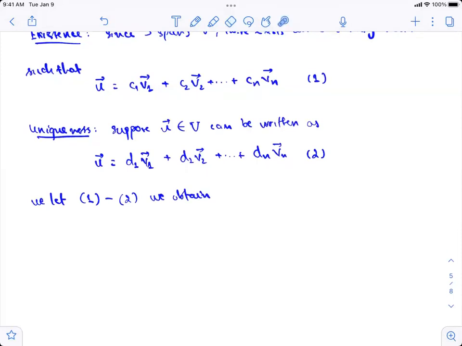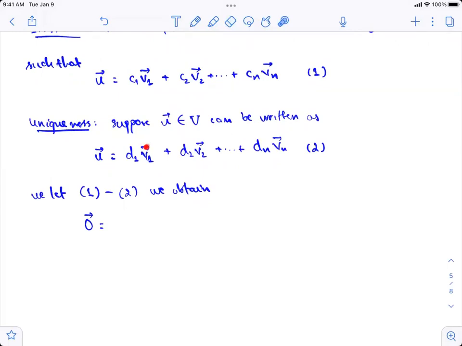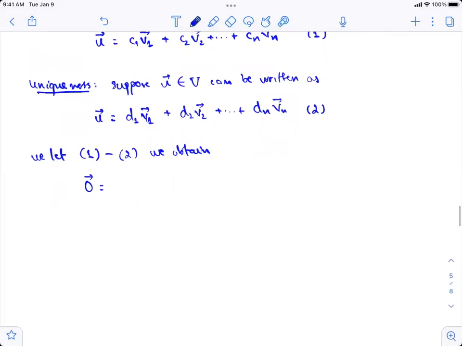So on the left-hand side of the two equations, you have the same vector U, so U minus U becomes the zero vector. This is equal to, now we're going to consider the corresponding vectors: C1 V1 minus D1 V1, plus C2 V2 minus D2 V2, and so on, up to the last component, Cn Vn minus Dn Vn.